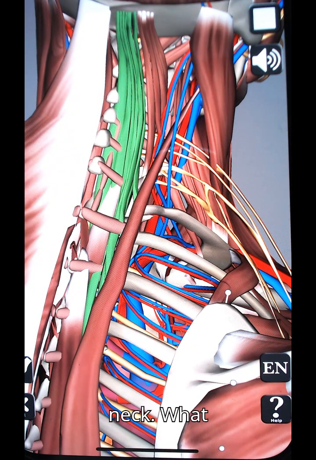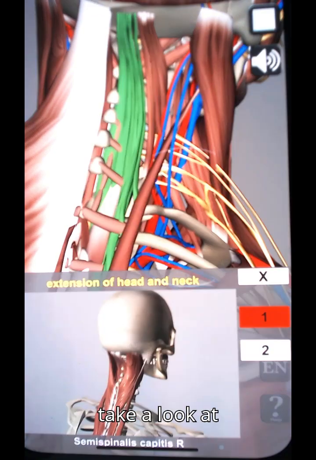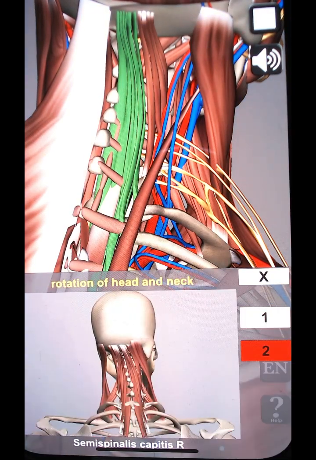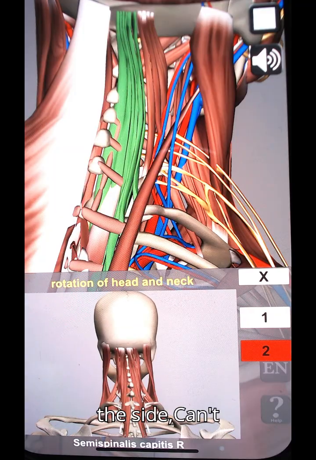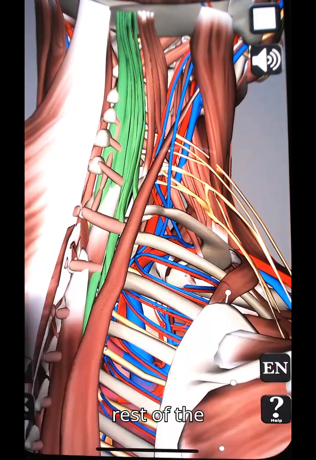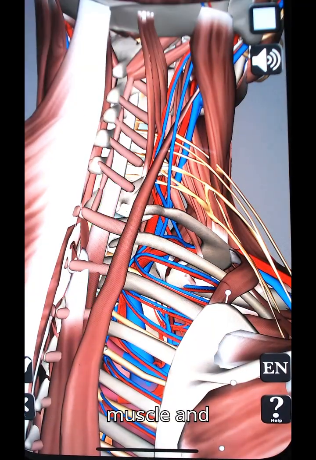All right. What does this muscle do? Let's take a look at what that muscle does. Boom, look at that. Brings your neck back, makes your head move to the side. Can't deny it. If you've got a knot in this muscle, it's going to affect the rest of the neck. We're going to remove that muscle, and we're going to talk about our semispinalis cervicis. That's this guy right there.